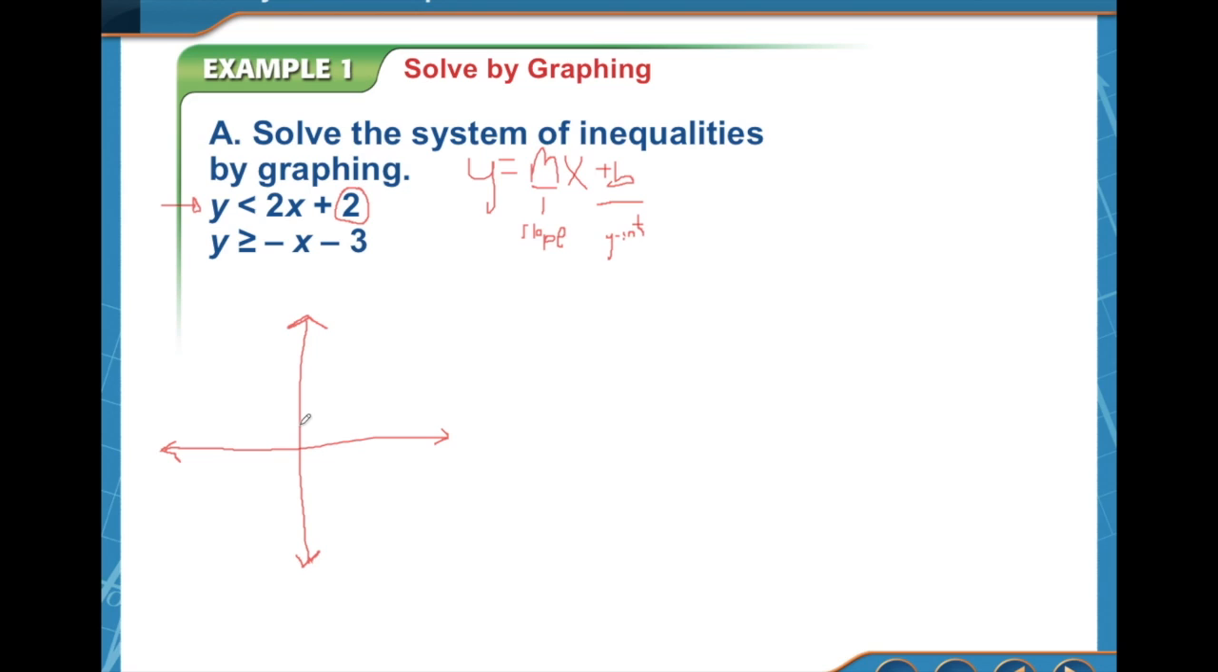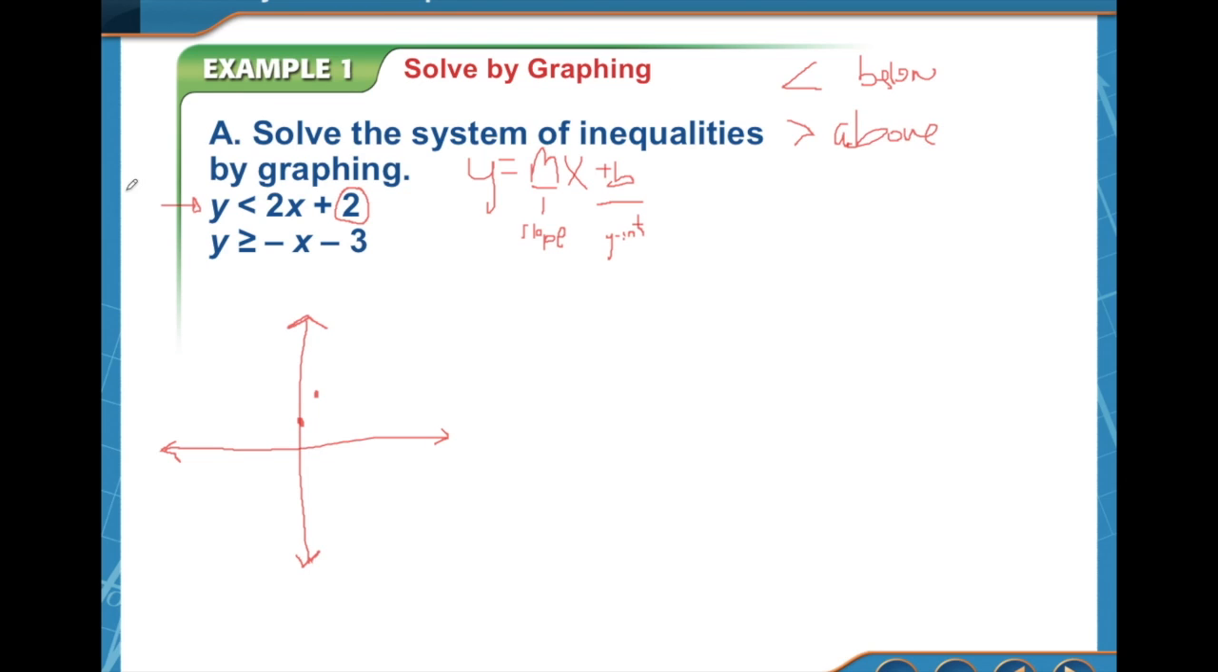So you could imagine you would go up 2 units and put a point there. Our slope, the m value, is also 2, so you go up 2 and over 1. That's the slope of that line. Now when you go to draw the line, you have to think about what the arrow says. We've done this already, but we know less than means you're going to shade below, and greater than means you're going to shade above, the opposite.